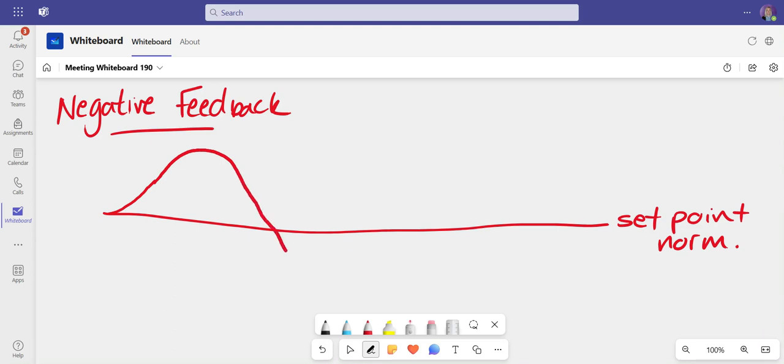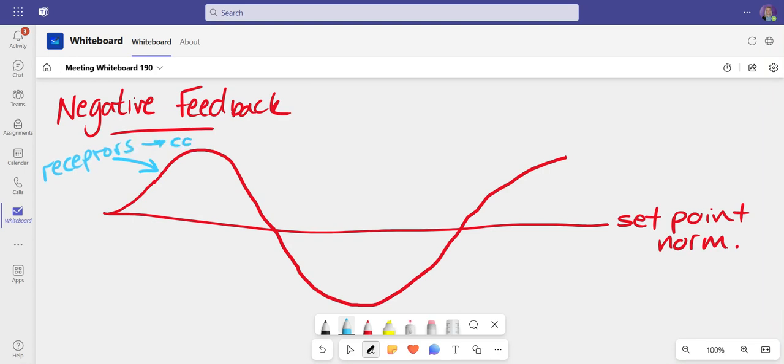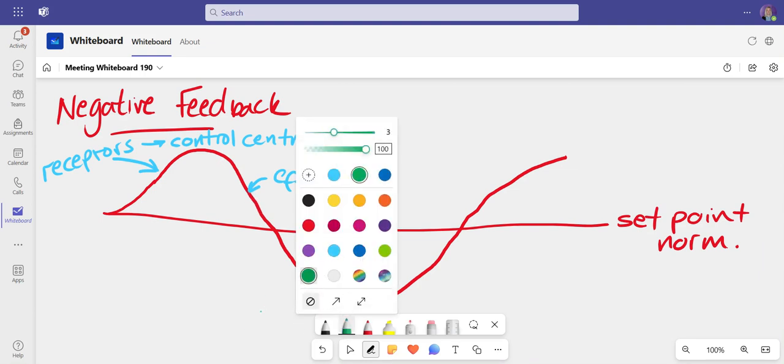Now, the likelihood is that it will overshoot, and then something in our body needs to detect that it's too low and bring it back to where it should be. And it's likely it'll overshoot and it'll go too high again. But we've got this constant cycle. Now, when it goes up too high, that's detected by receptors, and the receptors send a signal to the control center, and the control center sends the signal to the effectors, and the effectors cause a change which cause it to come back down. And the same thing happens at the lower end as well.